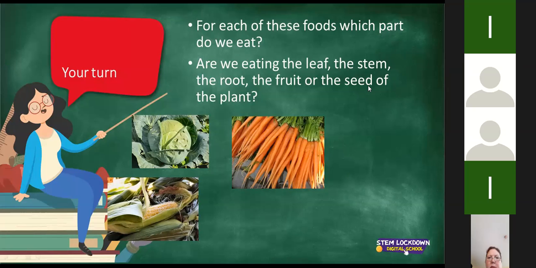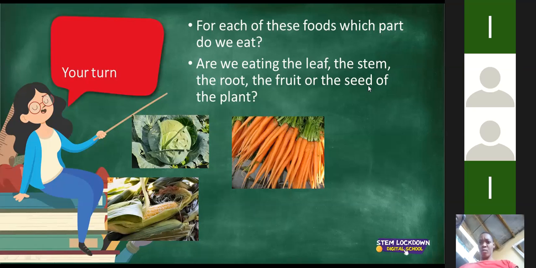Yes, you raise your hand. I was gonna say for the millies, aren't we eating the stem? No, we're not eating the stem. We're eating the seeds. The stem would actually be the last part that surrounds the corn. Yeah, we're eating the seeds.